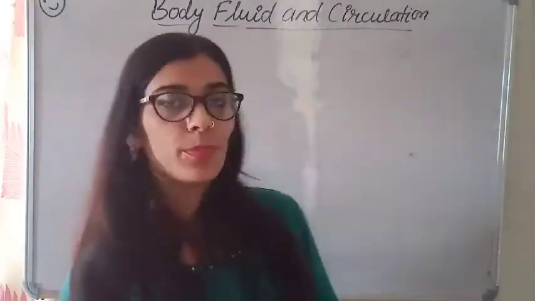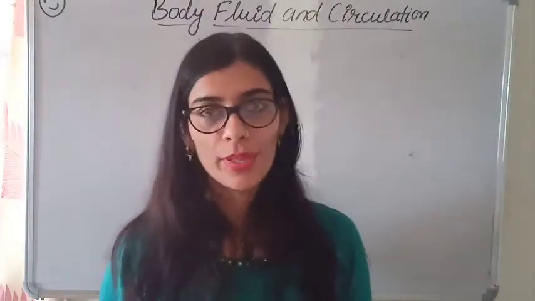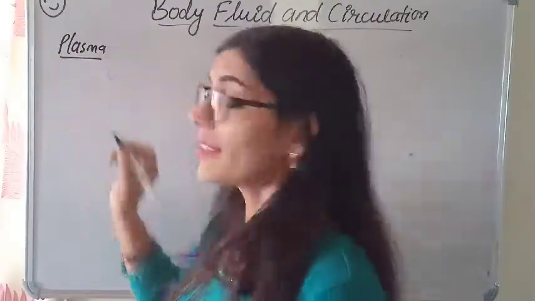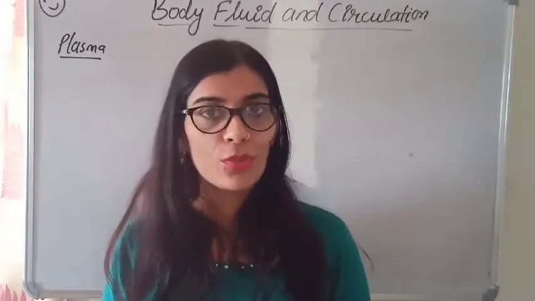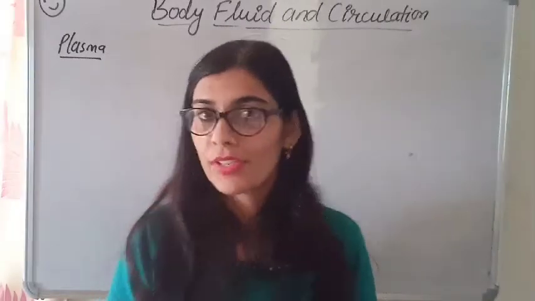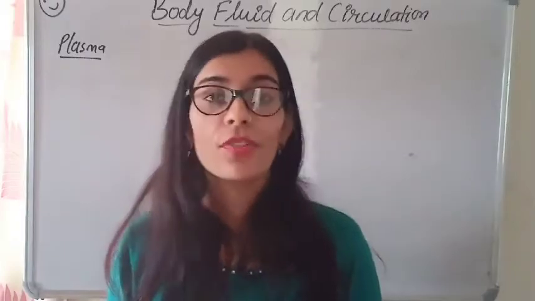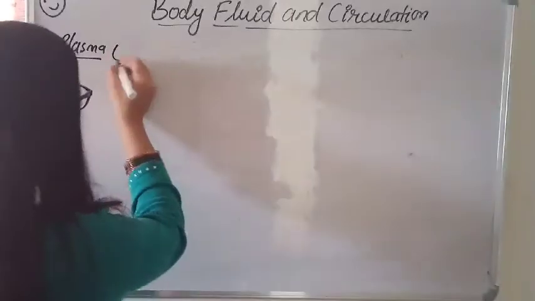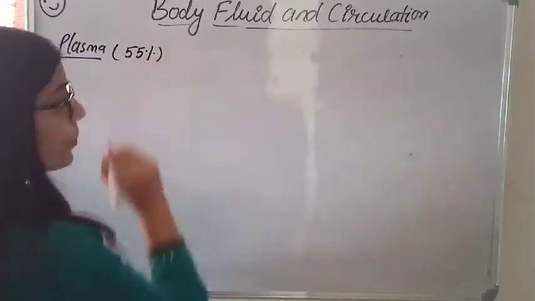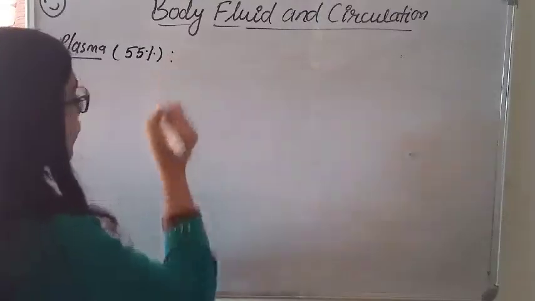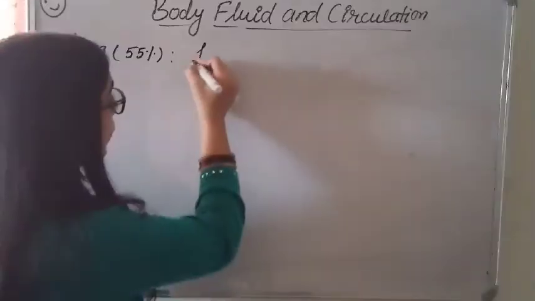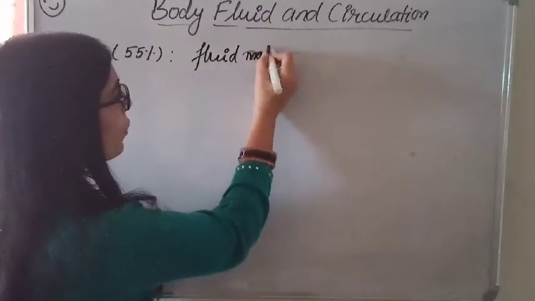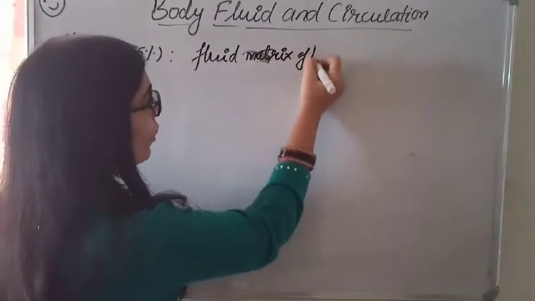In the series of body fluid and circulation, we will continue with our topic plasma. In the last class, we had discussed the complete flow chart of the blood. That blood has the plasma, then formed elements, and further categorization of the formed elements. So plasma is the main component. It contributes 55% to the blood. It is the fluid matrix of the blood.